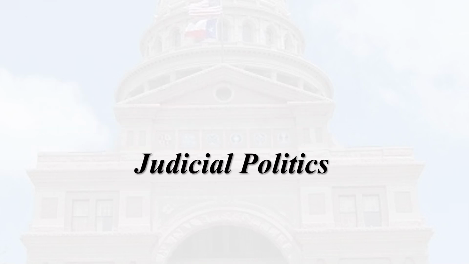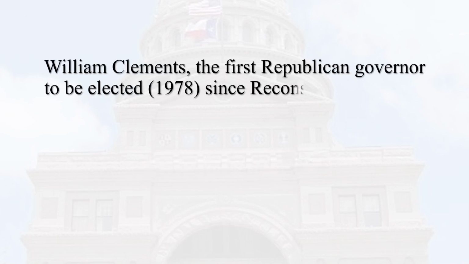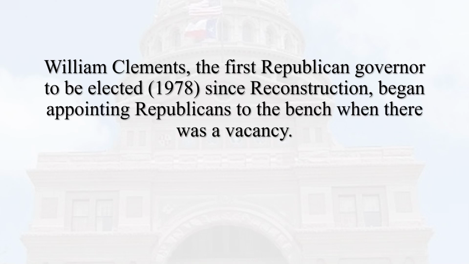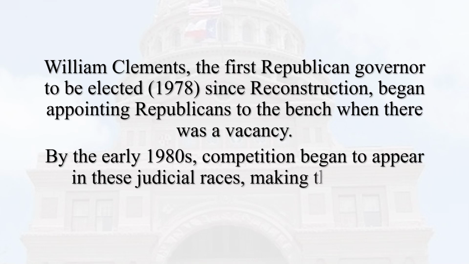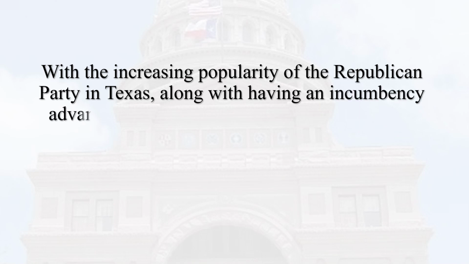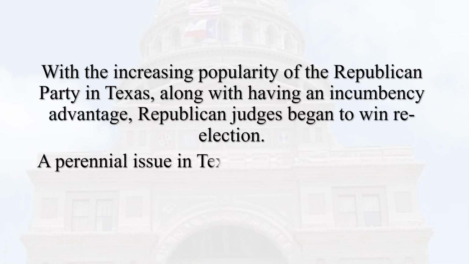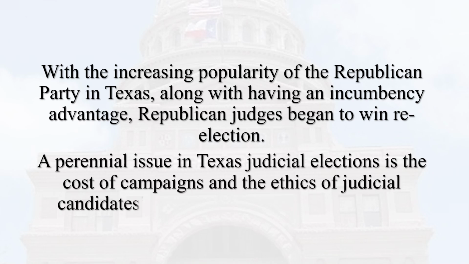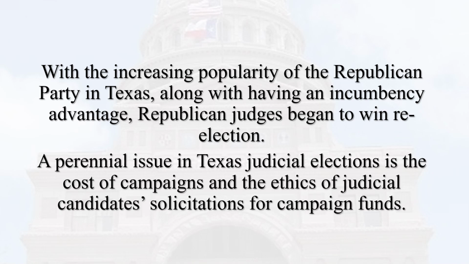Judicial politics. William Clements, the first Republican governor to be elected in 1978 since Reconstruction, began appointing Republicans to the bench when there was a vacancy. By the early 1980s, competition began to appear in these judicial races, making them more expensive. With the increasing popularity of the Republican Party in Texas, along with having an incumbency advantage, Republican judges began to win re-election. A perennial issue in Texas judicial elections is the cost of campaigns and the ethics of judicial candidates' solicitations for campaign funds.